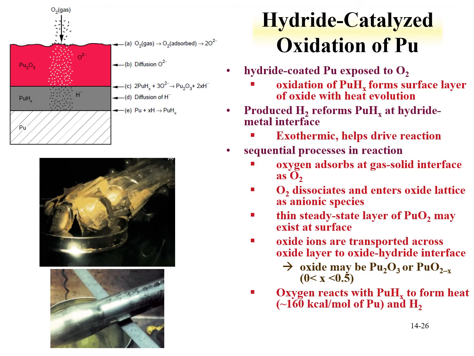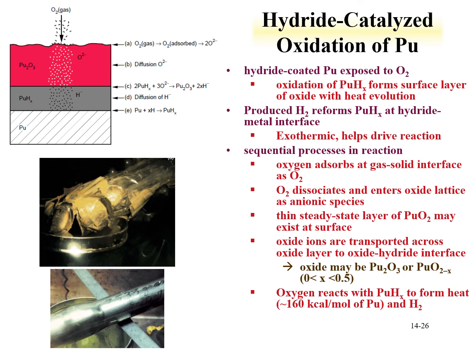And here's more detail about the oxidation of plutonium hydride as we just discussed. So imagine that we have a hydride coated plutonium oxide that gets exposed to oxygen. The oxide reacts with the hydride and forms this plutonium-3 oxide, with the evolution of heat. This forms at the surface. This produced hydrogen then migrates to the plutonium metal layer, where it then forms plutonium hydride. This is an exothermic reaction and helps drive this formation. That's why the kinetics are so rapid. It's almost an autocatalytic type of reaction.